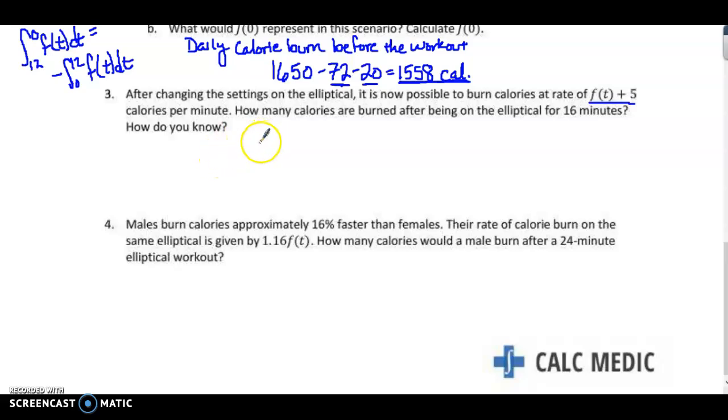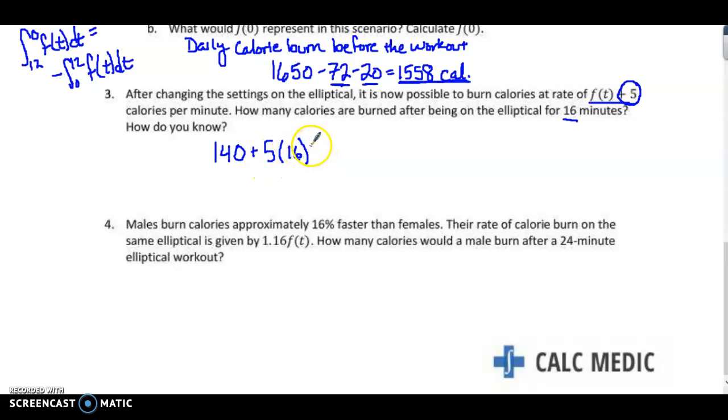How many calories are burned after being on the elliptical for 16 minutes? And how do you know? Well, we start with the 140 that we know we burned earlier, and then we add 5 times 16, because we've added this constant to our rate of change. So not only have we burned the 140 calories, but we've also burned an extra 5 every minute.